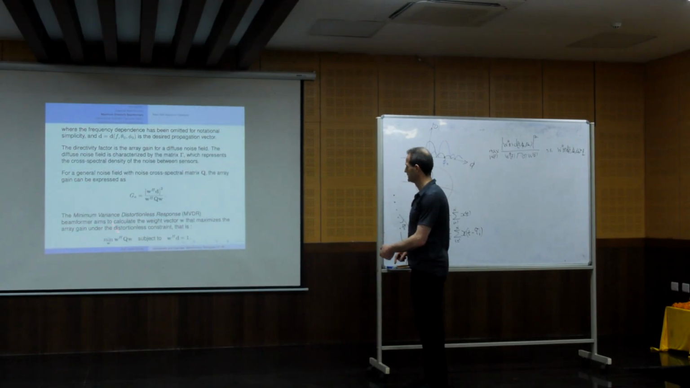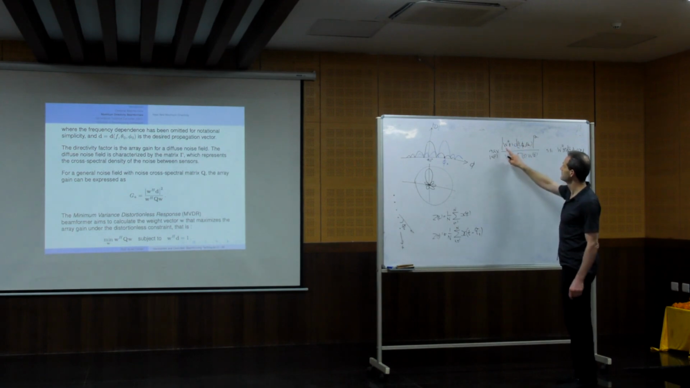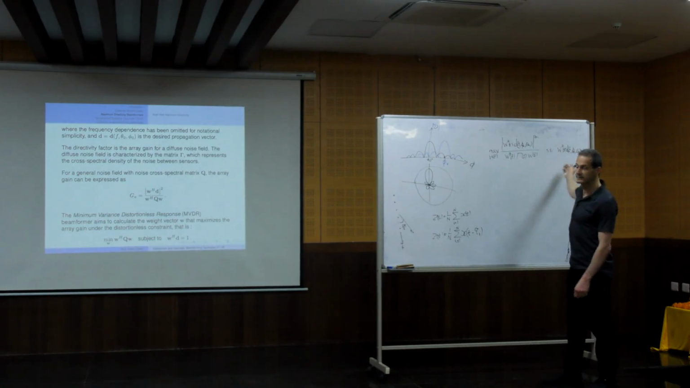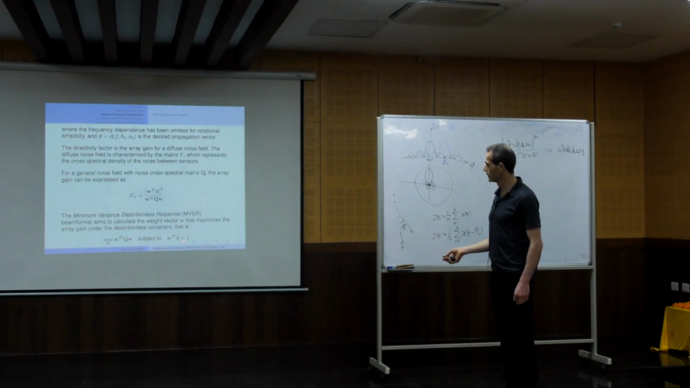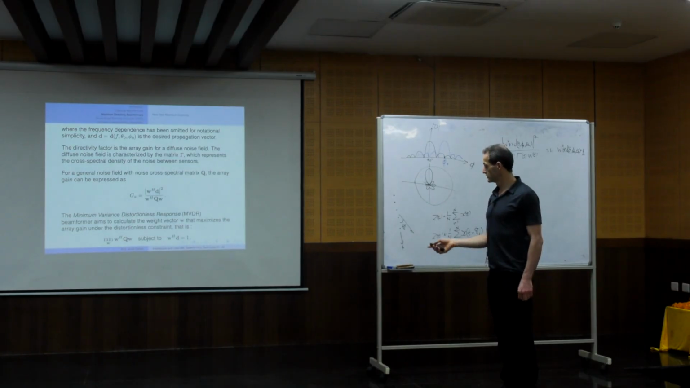Okay, so you see it here. If it's 1, the numerator is 1, so I need to minimize the denominator subject to the same constraint. It's the same. See? So this is the problem of finding the maximum directivity beamformer. So we can solve this. How do we solve this? You see, this is a vector. I need to find this vector which minimizes this.